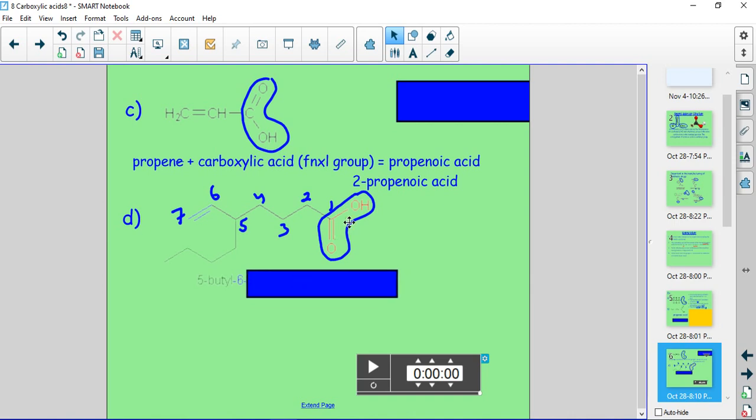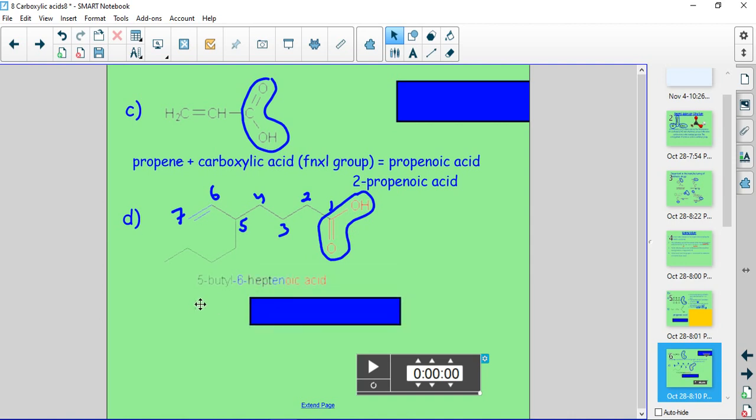Now it's no longer heptene because of the functional group here. It becomes heptenoic acid. So put that all together, we get 5-butyl-6-heptenoic acid. Notice numbers and letters are separated by hyphens, right? That is then the name of that molecule.